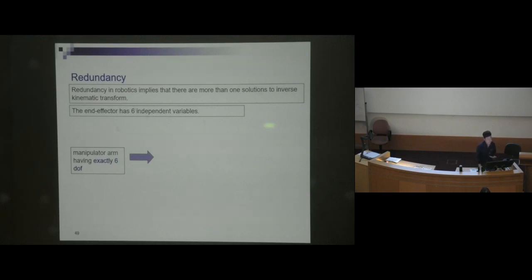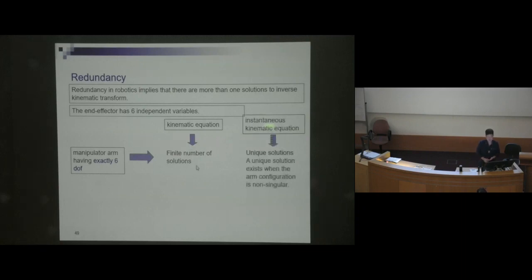So we assume that the end effector has 6 independent variables. If the manipulator arm has exactly 6 degrees of freedom, the kinematic equation will give you a finite number of solutions. The instantaneous kinematic equation will give you a unique solution, meaning that a unique solution will exist when the arm configuration is non-singular. Our human arm has 7 degrees of freedom, so our human arm has redundancy.